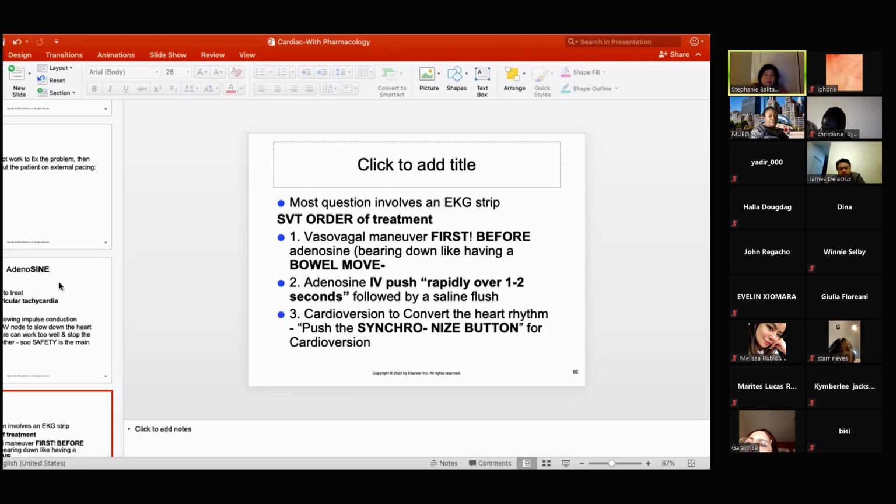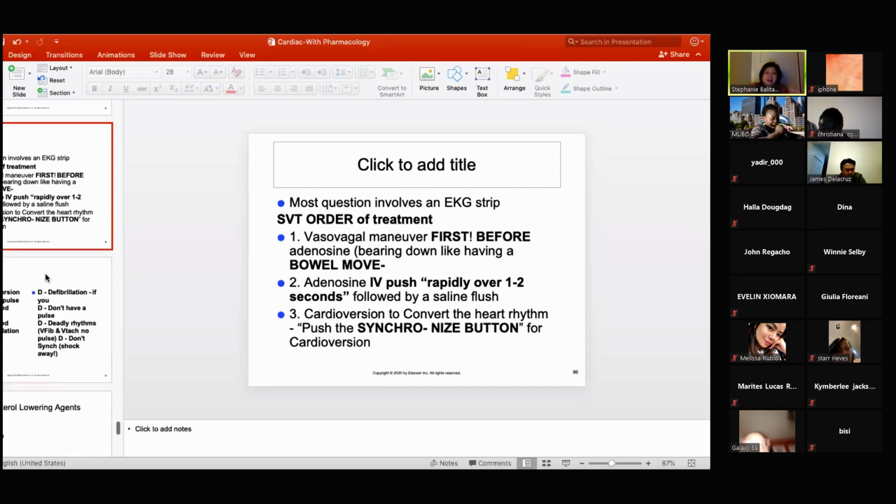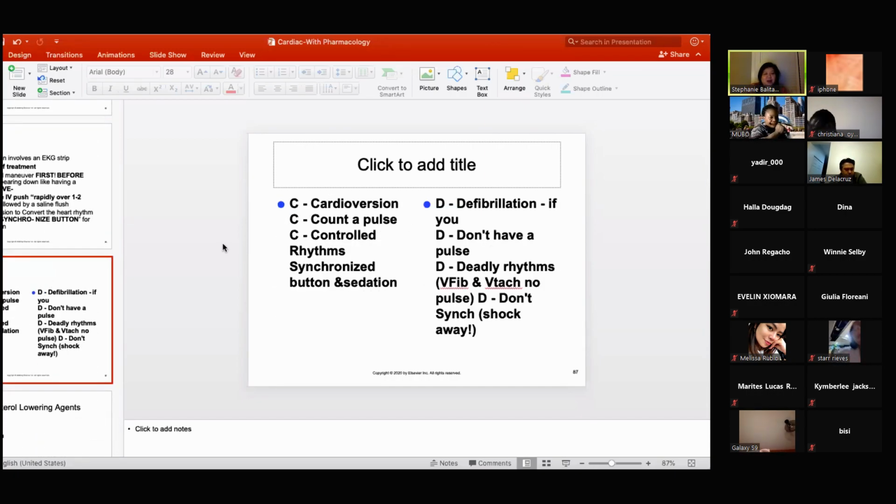Now, sometimes they give you a shock, right? To convert the heart rhythm. Remember, they shock you. When the heart is going so fast, sometimes they could shock you to lower the heart rate, to kind of wake you up.